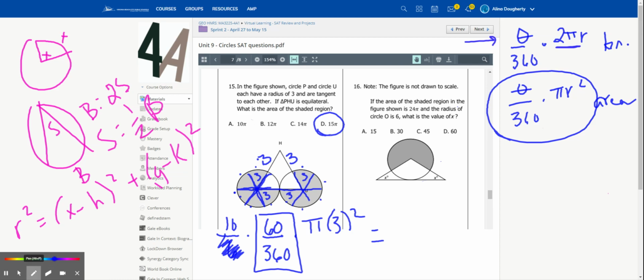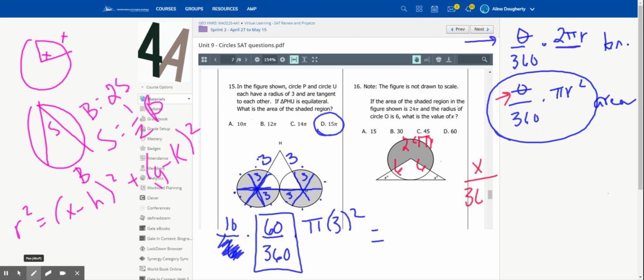Number 16 is going to be the same idea. Note the figure is not drawn to scale. If the area of the shaded region is 24 pi, and the radius of circle O is 6, the stylus, ay caramba, is 6 and 6. What is the value of x?